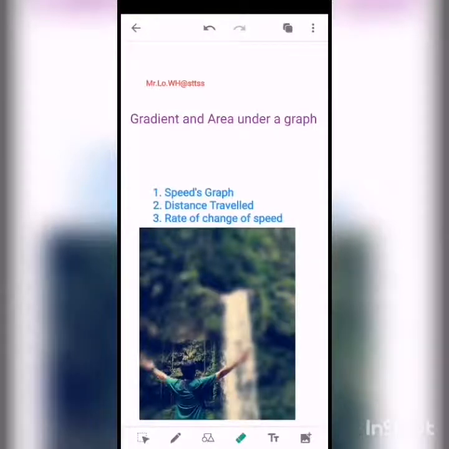Hi guys, today we learn gradient and area under a graph, part 2. Okay, today we learn about the speed graph. This is a speed graph, distance travel, and rate of change of speed.